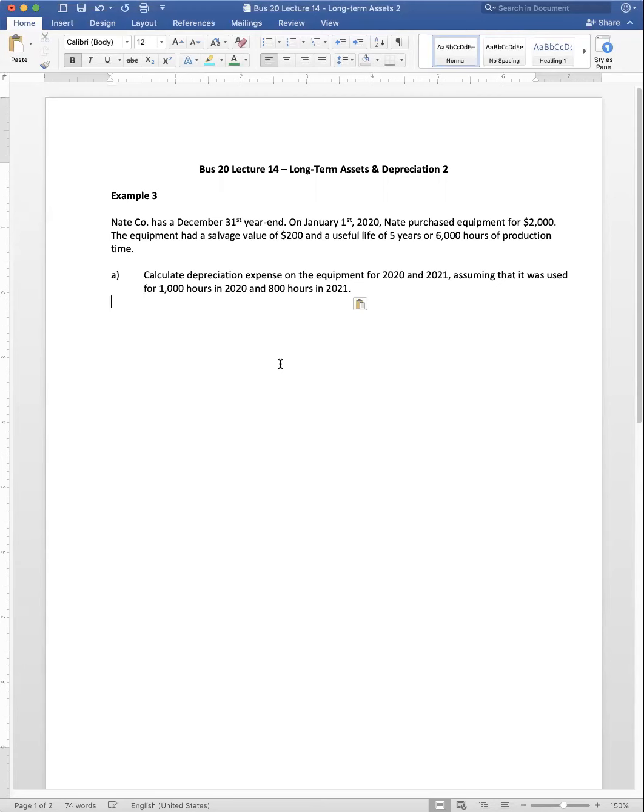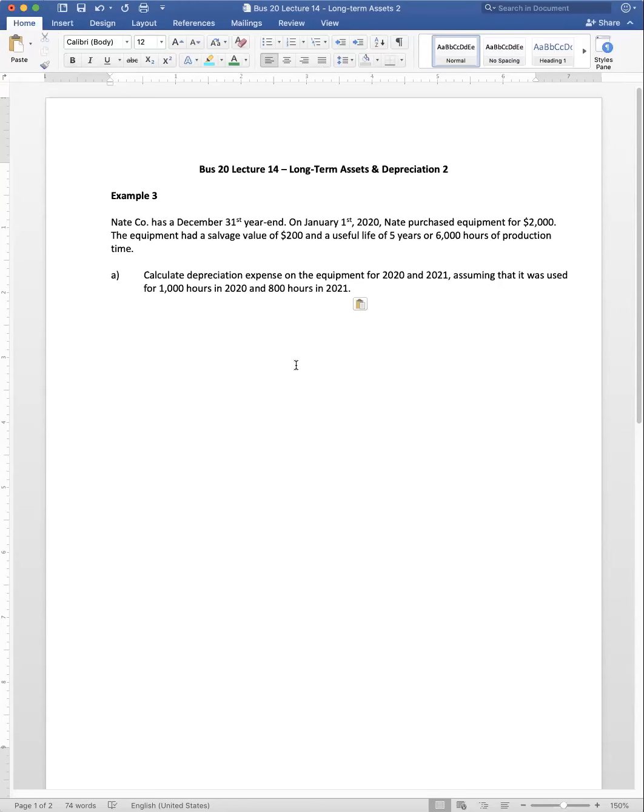Nate Company has a December 31st year end. On January 1st, 2020, Nate purchased equipment for $2,000. The equipment had a salvage value of $200 and a useful life of 5 years or 6,000 hours of production time. Okay, so first, we're going to calculate depreciation expense on the equipment for 2020 and 2021, assuming it was used for 1,000 hours in 2020 and 800 hours in 2021.